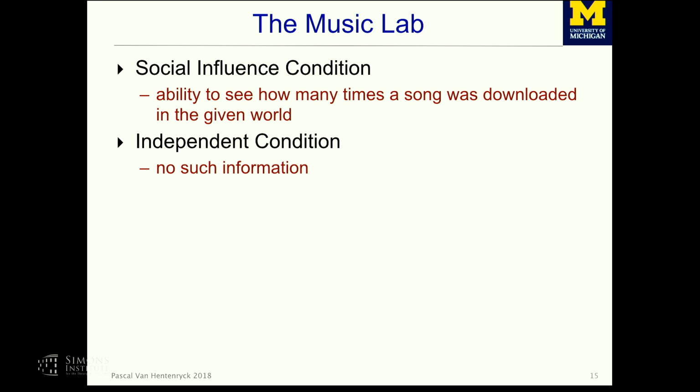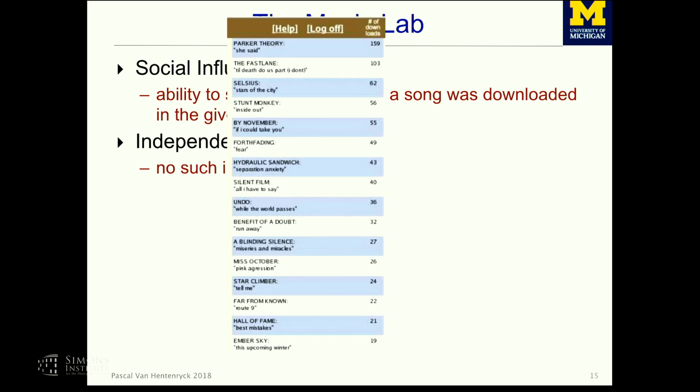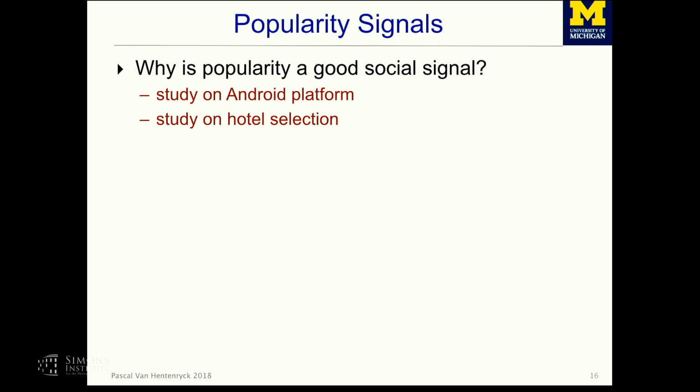So they basically looked at these two things, the social influence condition and the independent condition. One of the things that they show is these social signals, which was essentially the number of downloads. It's like the market share. I'll tell you later on that these two things are equivalent. But essentially, this was the number of downloads of every one of these particular songs. And they were ranking all these songs by these popularity signals, the number of times every one of these songs had been downloaded before.